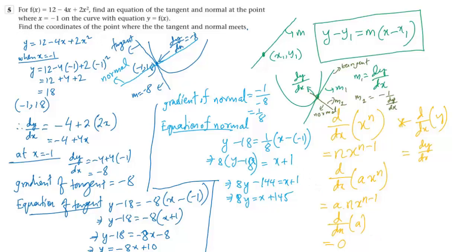The next question is, find the coordinates of the point where the tangent and the normal meet. Meet means point of intersection. Now notice they have already been drawn from the same point, and two lines intersect at exactly one point. They cannot intersect at more than one point. They're intersecting at the point (minus 1, 18), so we don't have to solve the simultaneous equations again, because the point is going to be the same. When you have a tangent and a normal at the same point, that is the point where they meet. So (minus 1, 18) is the point of intersection.